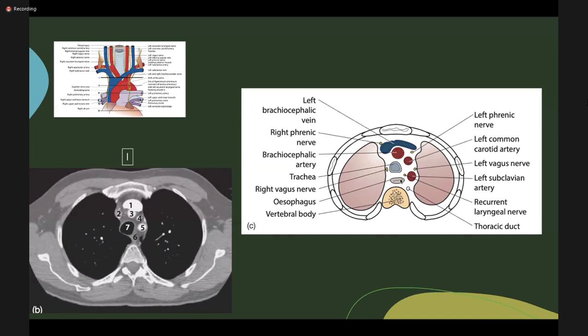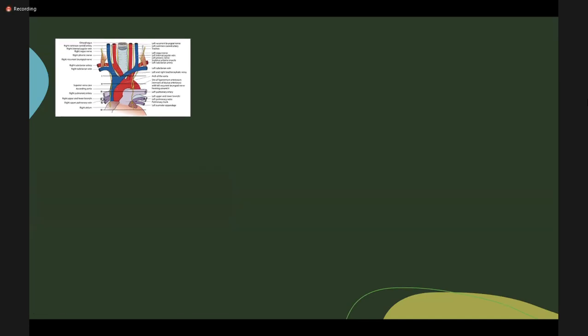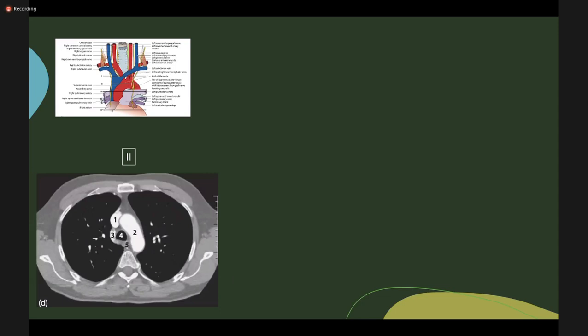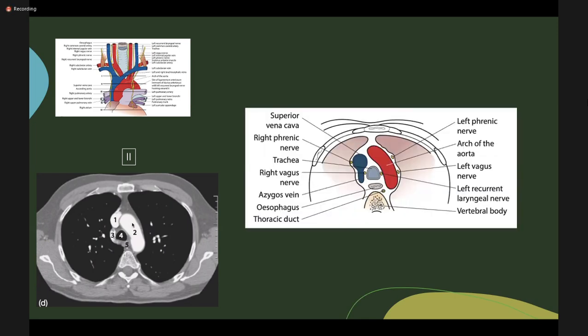Are we good? Going further, now I'm doing a section at level 2. So there is my level 2 section. Now what happens in this section? If you look at the upper image and try to match it with this image, you can see that now we are at the level of the arch. So you are looking at the arch of aorta. Previously we were looking at the branching pattern. Now we are looking at the arch of aorta.